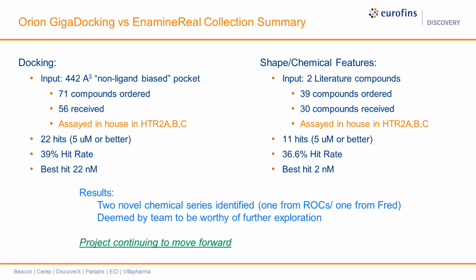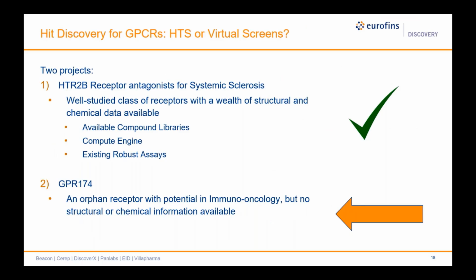Okay, so that was an example of a project where we had a lot of structural information to start with to help us find new chemical matter. Now we're going to talk about GPR174. So that's an orphan receptor. It has potential immuno-oncology implications, but we don't have any structural or chemical information available.